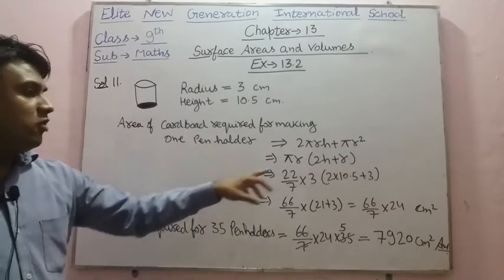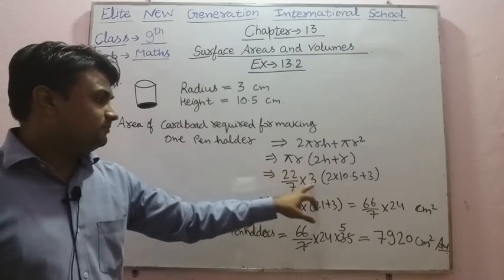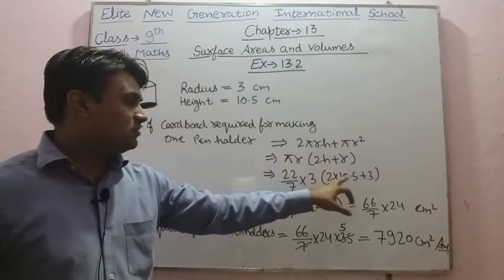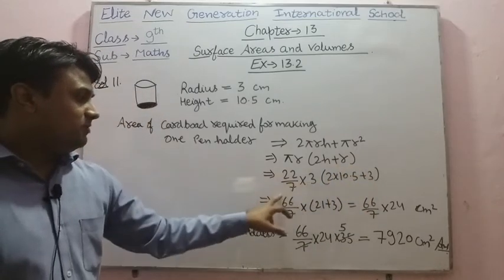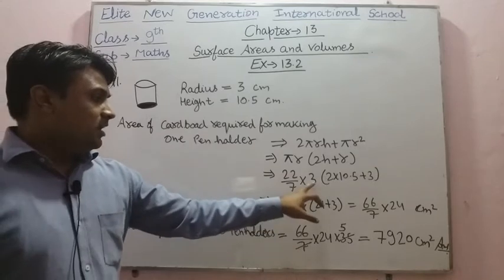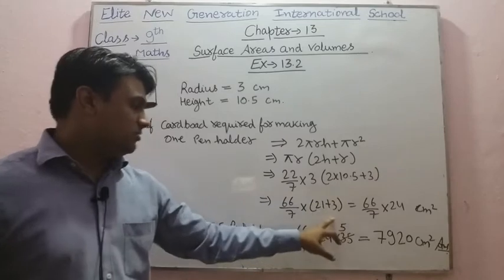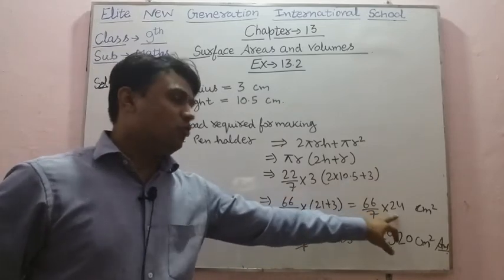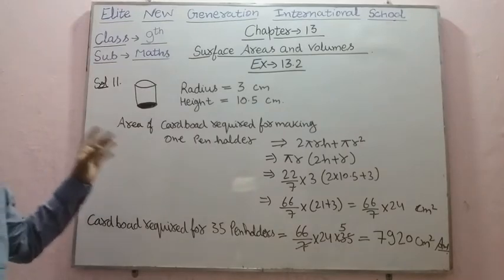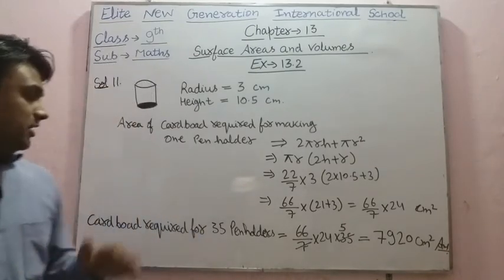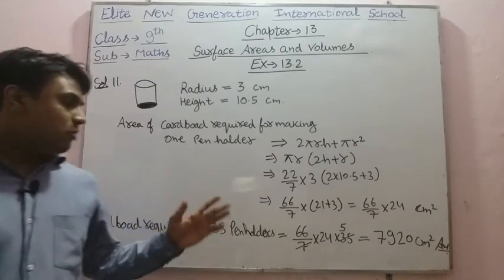Now putting the values of r, pi and h, it will be 22/7 into 3 into (2 into 10.5 plus 3). Now solving it, 22 into 3 will be 66/7 into, 2 into 10.5 will be 21, plus 3, so it is 66/7 into 24 centimeter square. So this is the area of cardboard required for making one pen holder, and here they have to make 35 pen holders because there are 35 competitors in total.